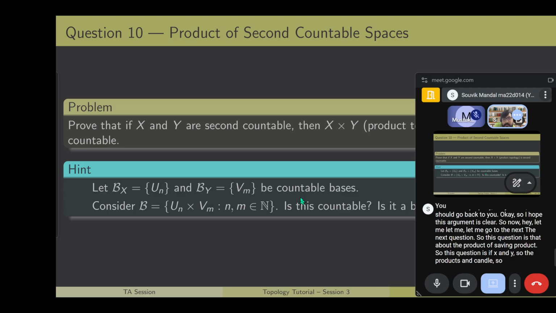Of course it is. The hint should be sufficient: if you take Un and Vm to be the bases, then the collection of products Un cross Vm is countable, and the question is whether it is a base. So there are two things to check: whether it is countable, and whether it is a base. Please think about it and let me know, Mr. Mustafa. There is really nothing much to explain, it's just a matter of checking.